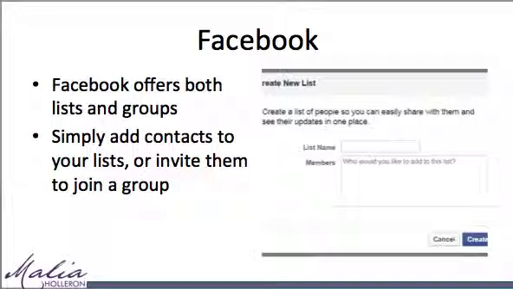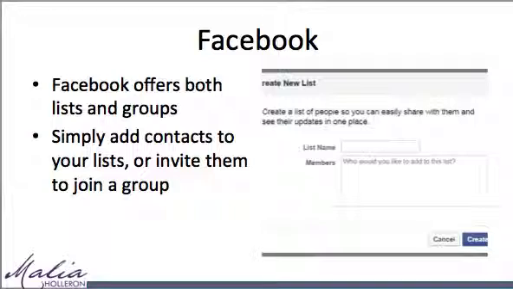So first you name that list, and then you're going to select the contacts you'd like to put into it. Whenever you want to use that list, you can click on the list name on the left-hand sidebar of your feed, and that will change so that only the messages from that list can be seen.